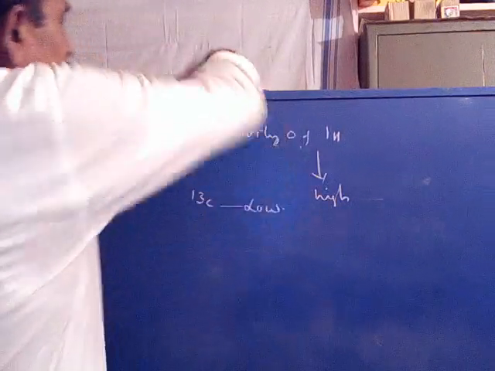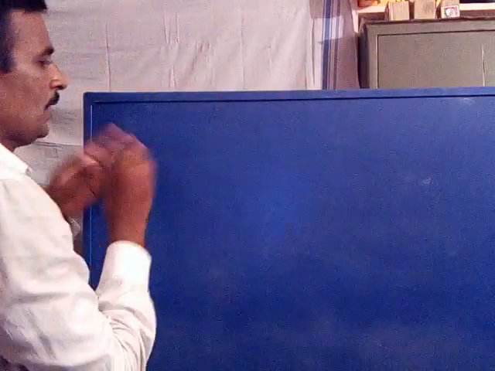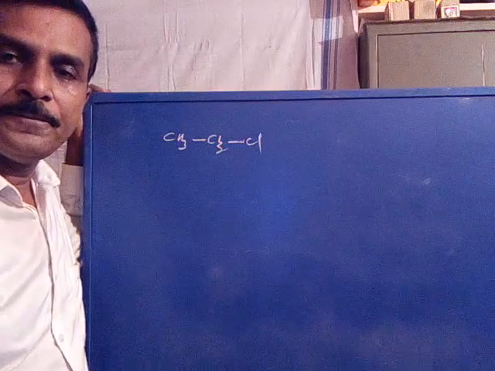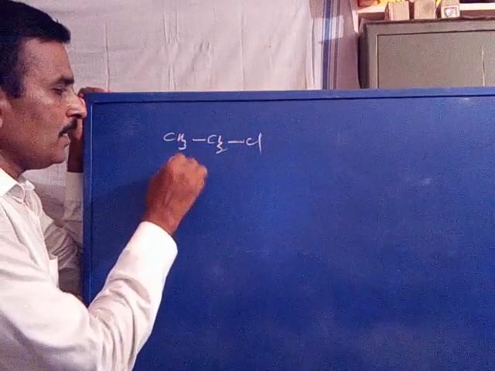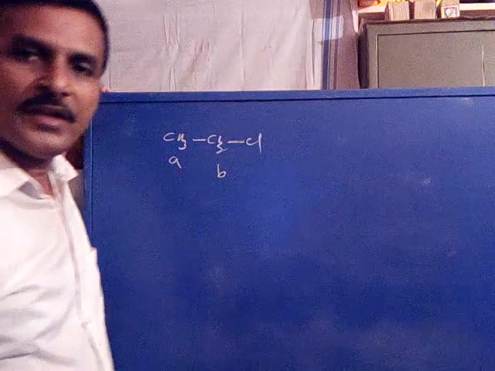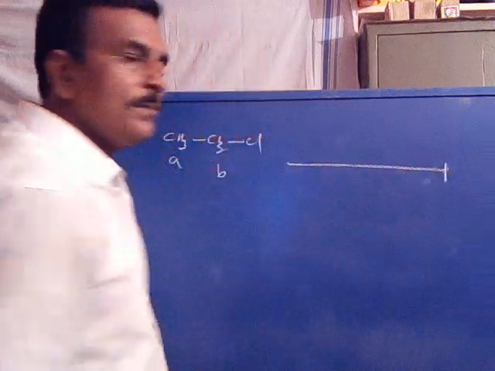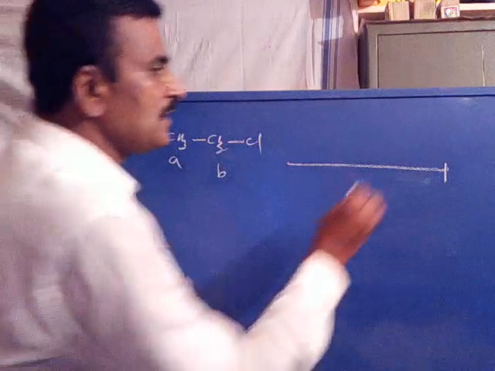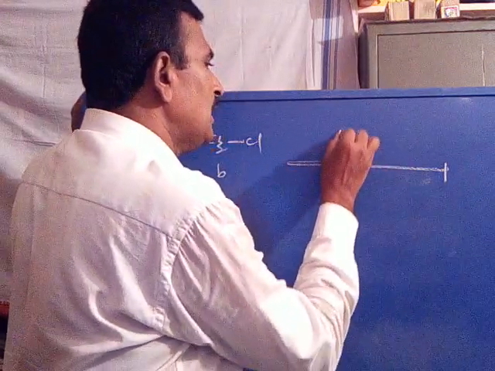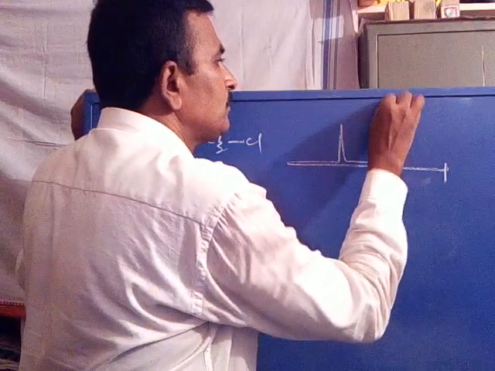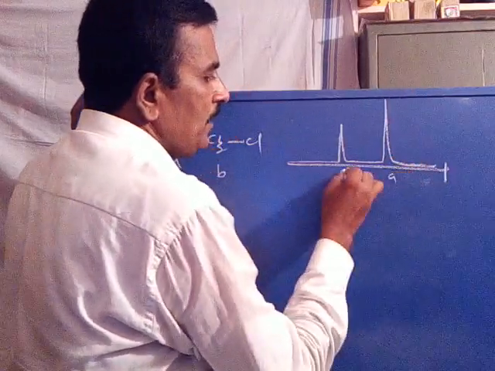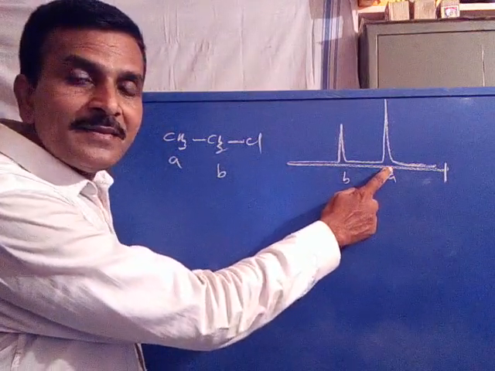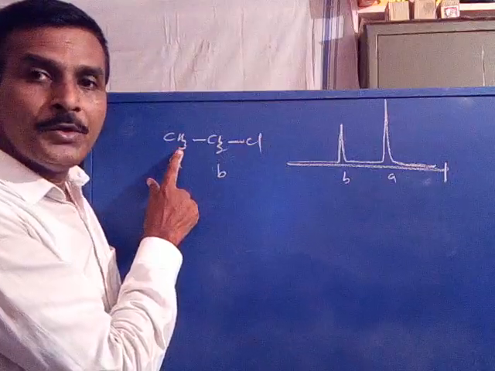For example, you take CH3CH2Cl, ethyl chloride, A proton and B proton. There are two signals in the proton NMR. Let us discuss proton NMR for ethyl chloride. A CH3 signal and a CH2 signal appear like this, A and B. Sharp and intense signals appear from proton nuclei.